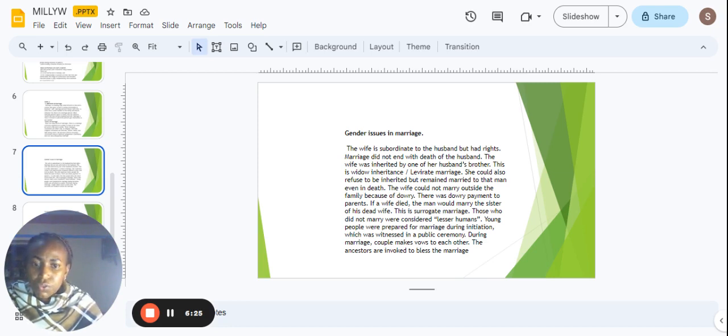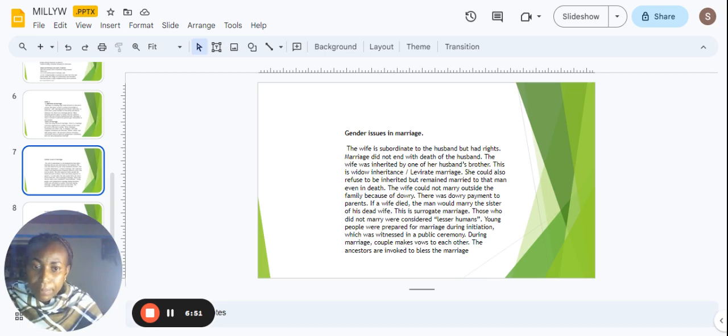She could also refuse to be inherited but remained married to that man even in death. The wife could not marry outside the family because of dowry. There was dowry payment to parents. If a wife died, the man would marry the sister of his dead wife. This is surrogate marriage. Those who did not marry were considered lesser humans.